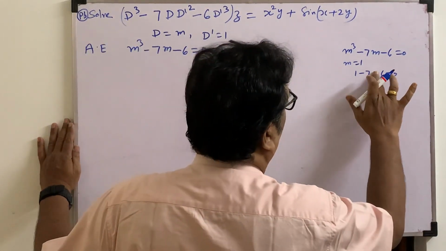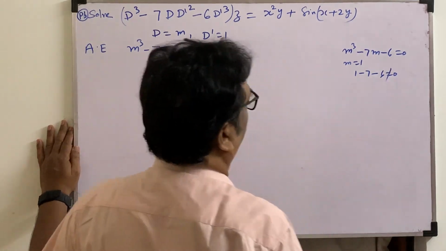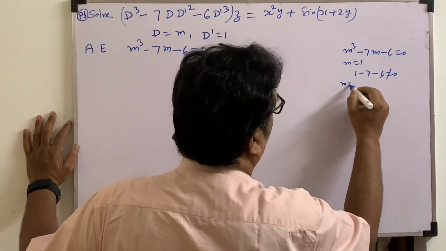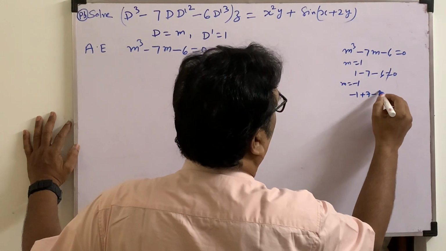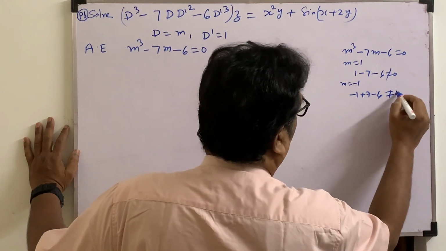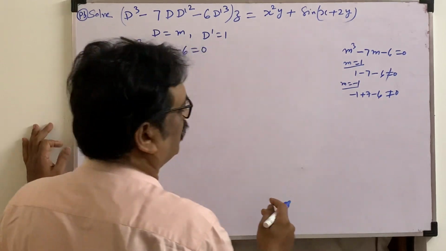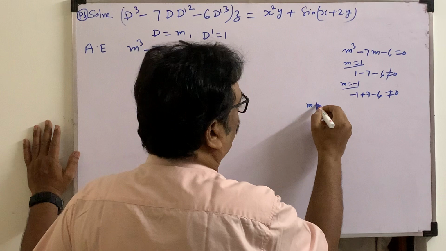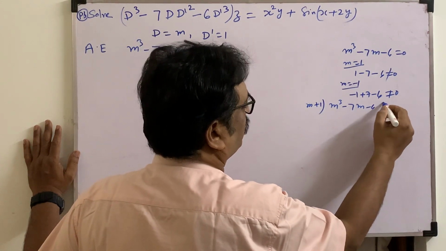It is not coming 0, because it is minus 6. So if we put m equal to 1, it is not coming 0. Now put m equal to minus 1: minus 1 plus 7 minus 6, so it is coming 0. So m equal to minus 1 gives 0. Then the factor is m plus 1, and we divide m cube minus 7m minus 6 by it.